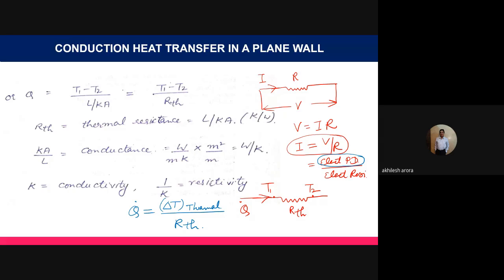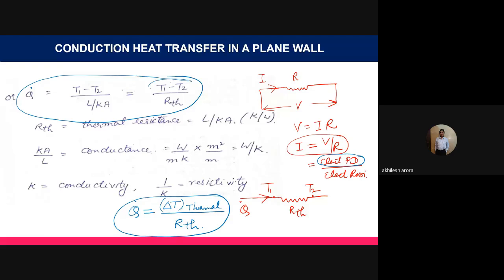Just compare this equation with this particular equation. These two equations you compare. So this is the value of delta T thermal, the thermal potential difference. And here we have the thermal resistance. What is the value of this thermal resistance? It is L by kA.